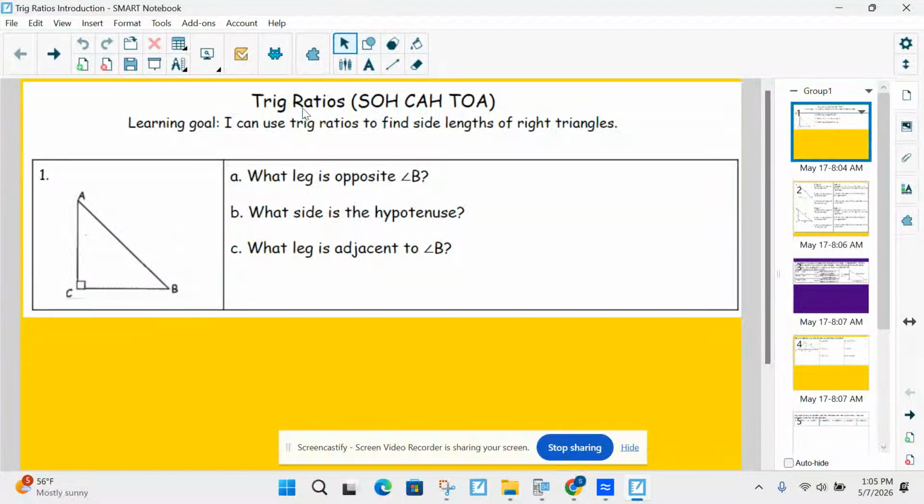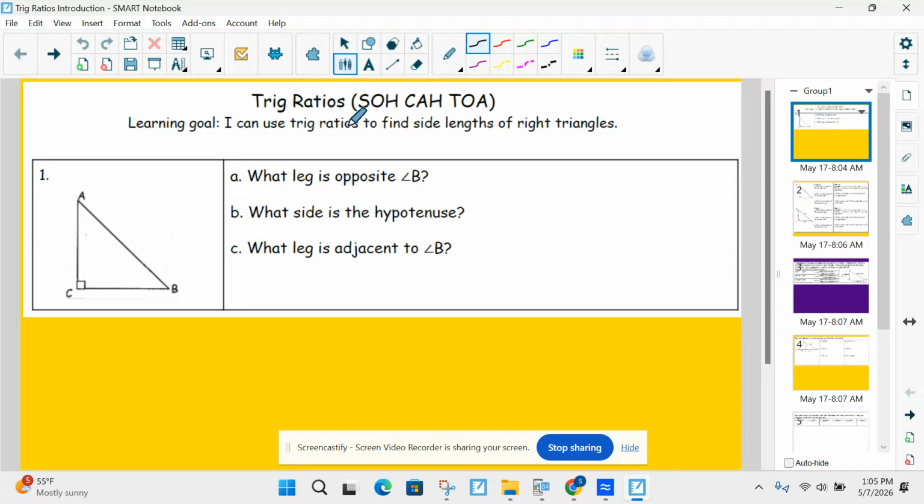Today we are learning about sine, cosine, and tangent ratios, everybody. First, we're going to start off by reviewing what opposite, hypotenuse, and adjacent mean. Sine is opposite over hypotenuse, cosine is adjacent over hypotenuse, and tangent represents opposite over adjacent. These are the three trig ratios that we can use to solve a right triangle.